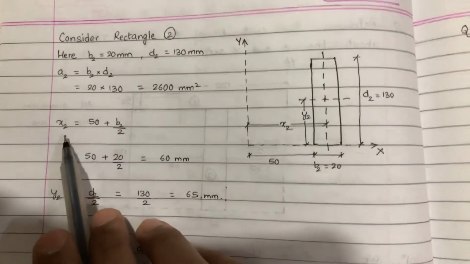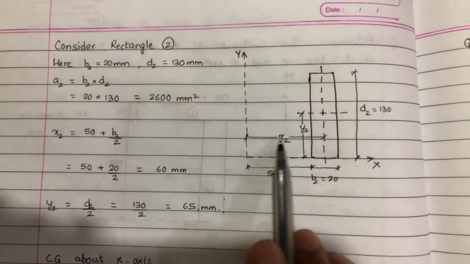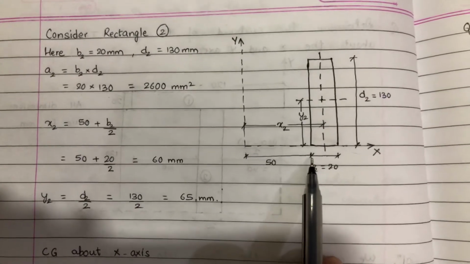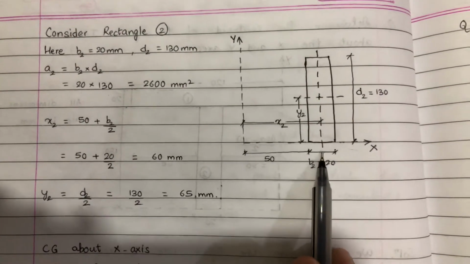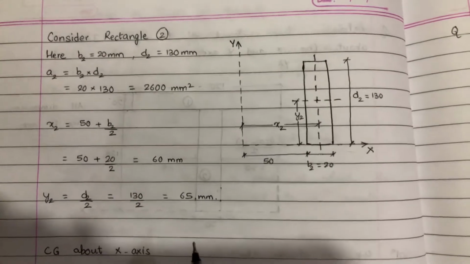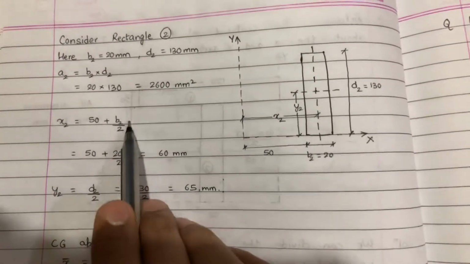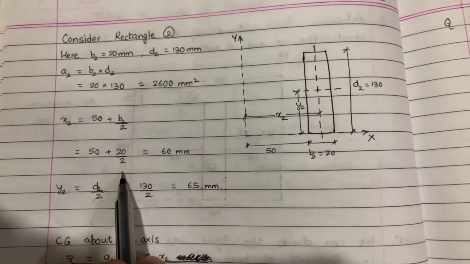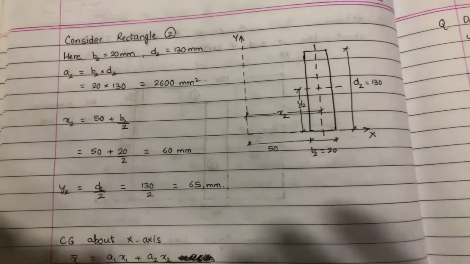So what will be x2? X2 will be with respect to the y-axis. So this distance is 50, and from here till here it will be half of the base. So it will be 50 plus B2 by 2. So 50 plus 20 by 2 is equal to 60 mm.